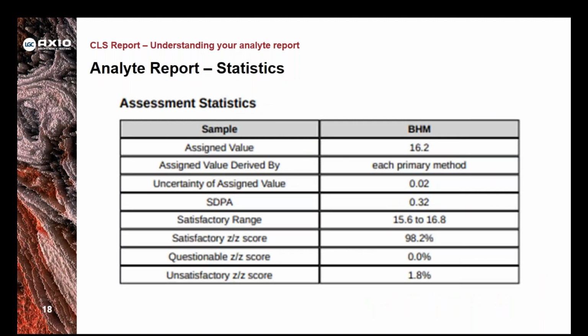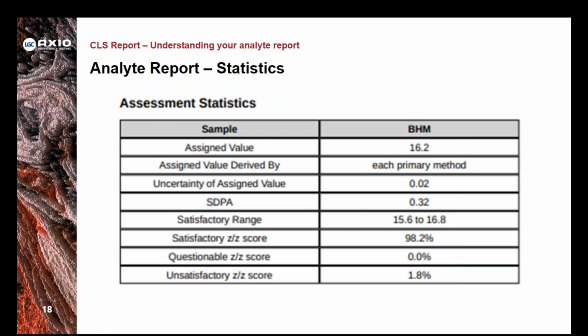The statistical portion of the Analyte Report provides information on how the assessment was determined. The assigned value is the best estimate of the analyte's true value for your method. Criteria for determining the assigned value is based on the analyte. For CLS, the assigned value is typically the robust mean or median of the results. The assigned value derived by section indicates which peer group you're being assessed against.